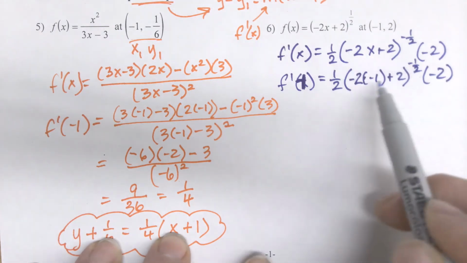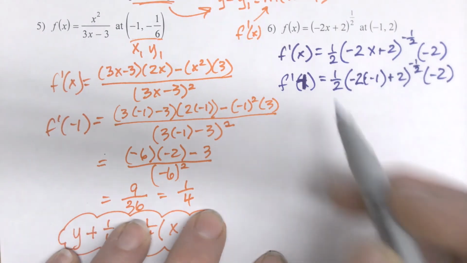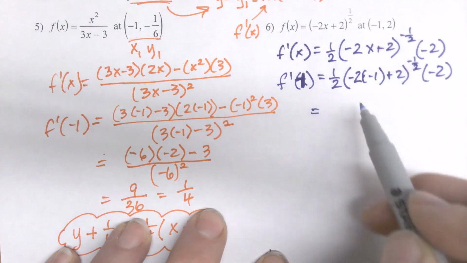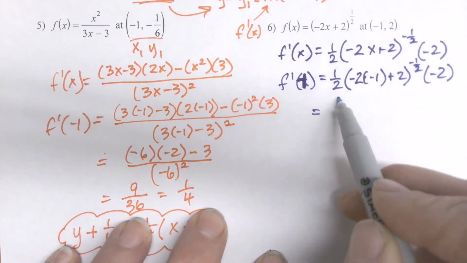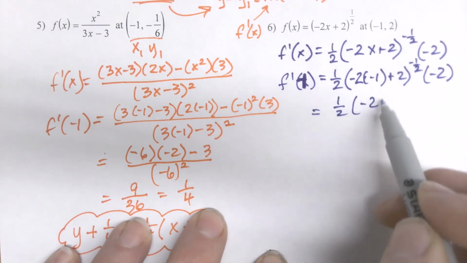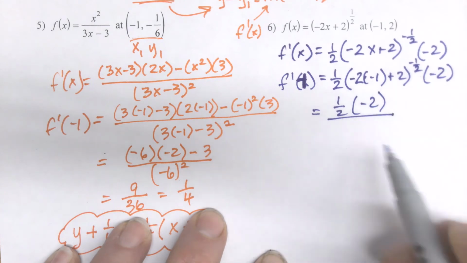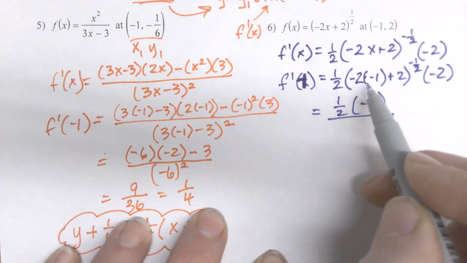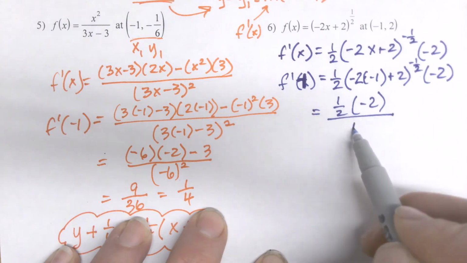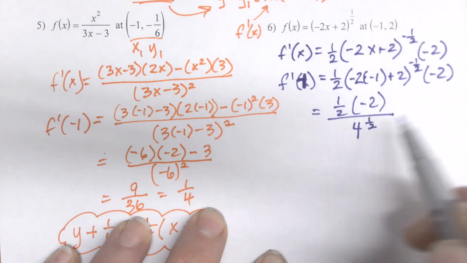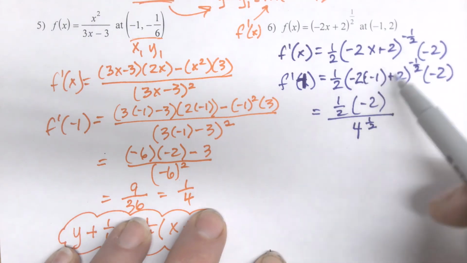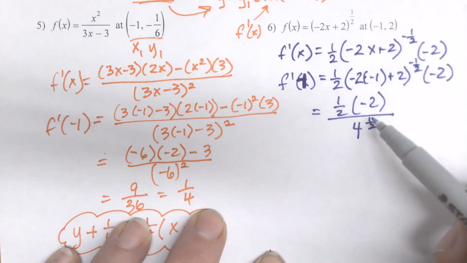I'm going to get that negative power down on the bottom, so this is equal to 1/2 times negative 2 over, that'd be 2 plus 2, 4 raised to the 1/2. Again, I'm just simplifying inside of there. Negative 1/2, I put it down on the bottom.